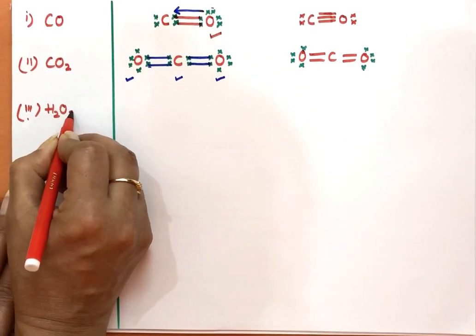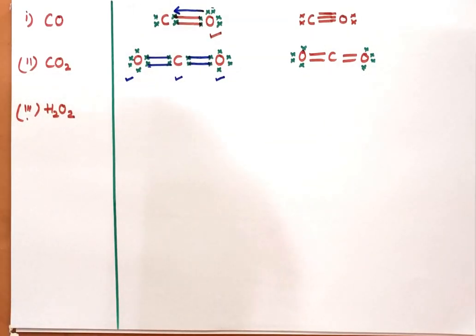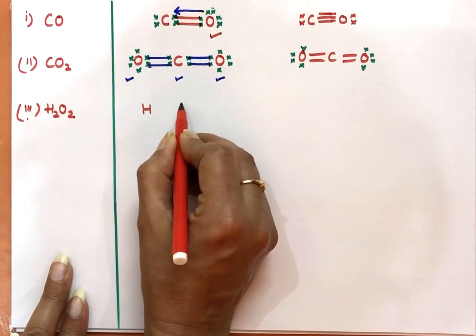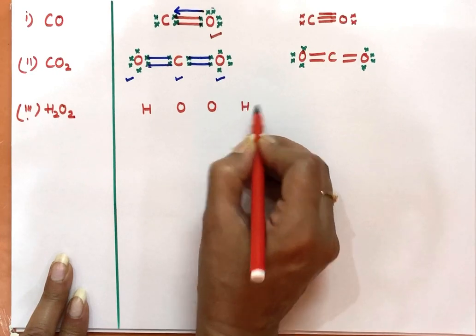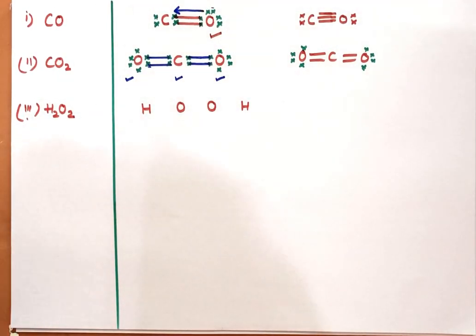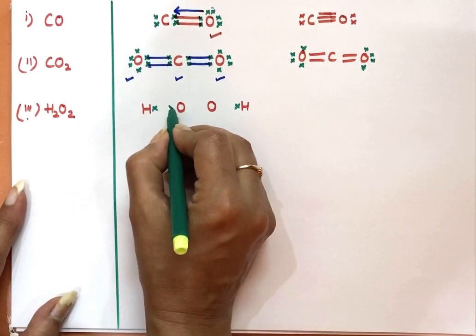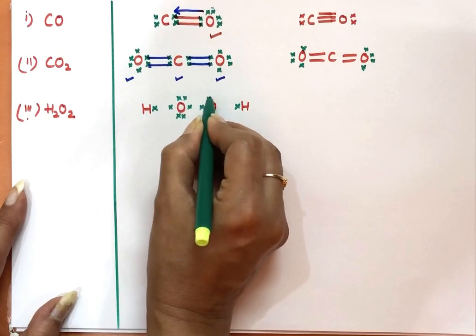I am taking H2O2. Now in case of H2O2, the skeletal structure here is hydrogens. I told you we will always write them on the extreme ends. So in the center there are 2 oxygen atoms, and on extreme ends we have hydrogen atoms. Now the Lewis structure, hydrogen has 1 electron in the last shell, while oxygen atoms have 6 electrons in the last shell.